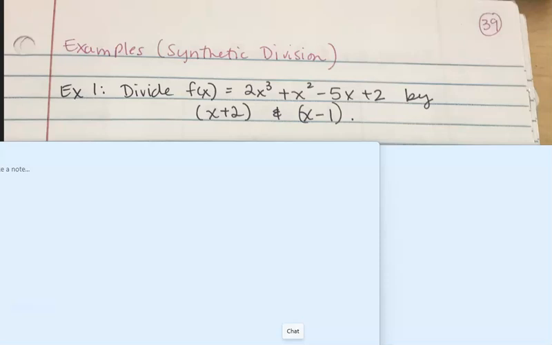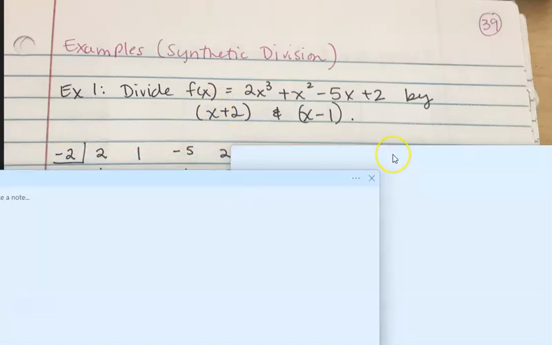All right, for page 39, go ahead and label it examples of synthetic division. And so for this first example, we want to take the function f of x and divide it by both x plus 2 and x minus 1. We could use long division to do both of these, but we're going to go ahead and use synthetic division because we do have it of the form x minus c, our binomial that we're dividing by. So our divisor has a coefficient of 1 and an exponent of 1. So synthetic division will be a lot easier here.